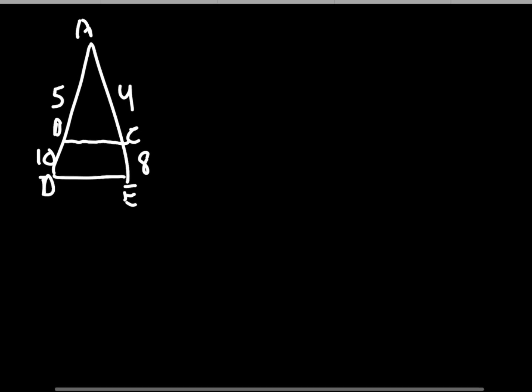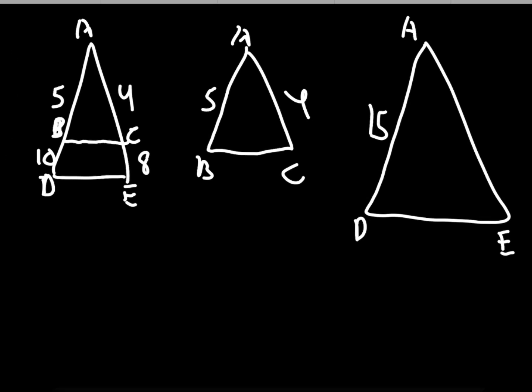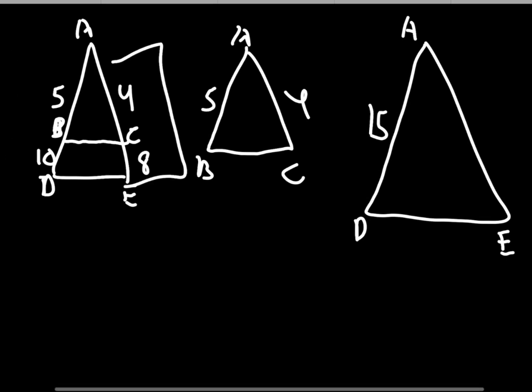Now, in order for you maybe to visualize better, what I like to do sometimes, especially if you're new to this, is separate the triangles. So this is the small triangle and this is the big triangle. Obviously not drawn to scale. In the small triangle we know that it has sides 5 and 4. In the big triangle we know that it has 5 plus 10, that's 15, right? Because this includes this whole side, and this AE includes 4 and 8, 12.